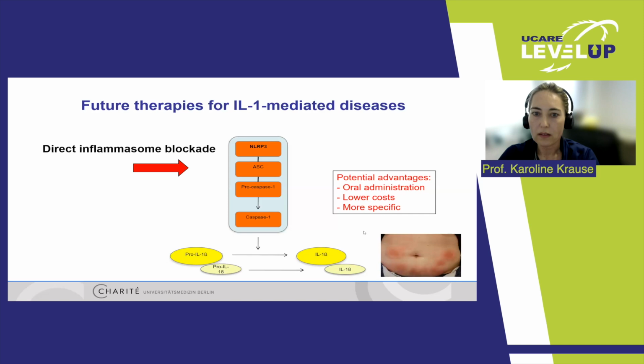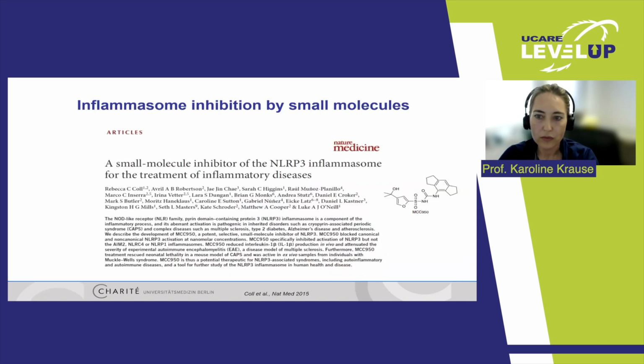That this already works was shown for the first time in 2015 by a study which used a so-called small molecule which specifically inhibits the NLRP3 inflammasome, also known as MCC950. And this was shown to be effective in mice which held the CAPS mutation. So here it could taper down the inflammation very nicely.